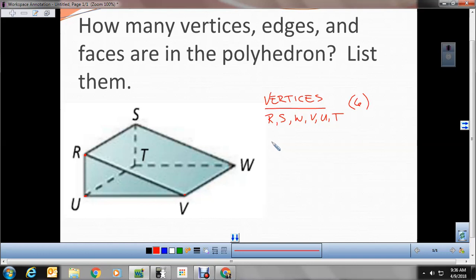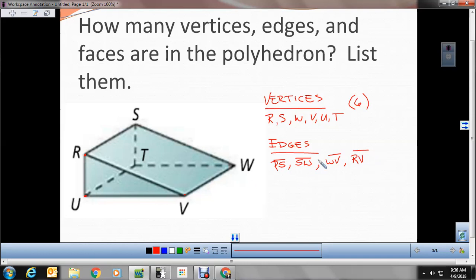Now, let's take a look at the edges. Edges are going to be line segments. So we'll start at the top here. We'll go RS. Okay, there's our first one. Second one, we'll stay along the top here. We'll go SW. Work our way around, WV. Okay, and the last one here on the top would be RV. Now, that covers the top.